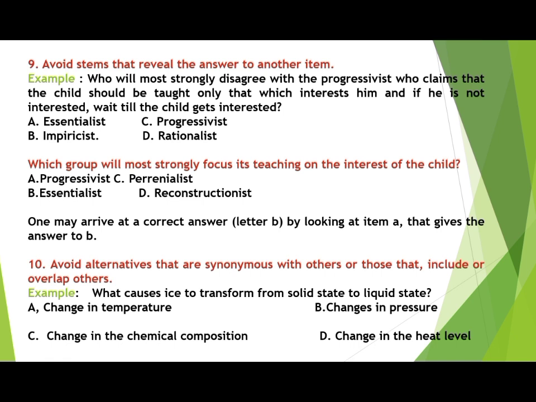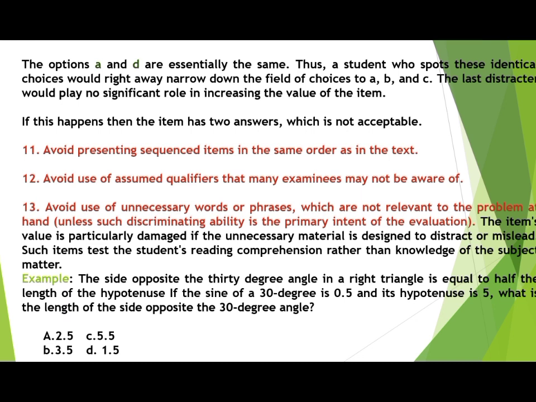So, future educators, remember this well. Options A and D are essentially the same. Thus, a student who spots these identical choices would right away narrow down the field of choices to A, B, and C. The last distractor would play no significant role in increasing the value of the item. If this happens, then the item has two answers, which is not acceptable. Then, number 11.